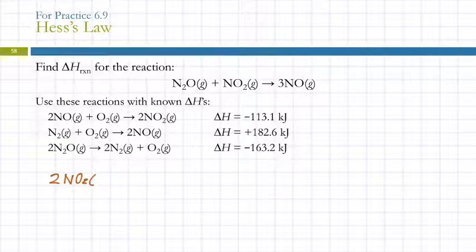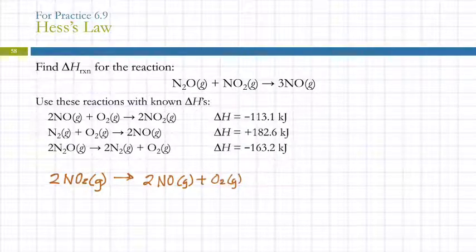2NO2 gas going to 2NO gas plus O2 gas. I just reversed the direction. What do I have to do with delta H when I change the direction? I have to change the sign. And I'm going to use positives here just to emphasize the sign, not strictly necessary. So instead of negative 113, it's positive 113.